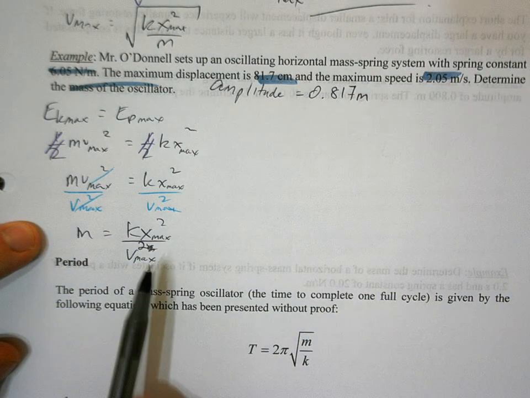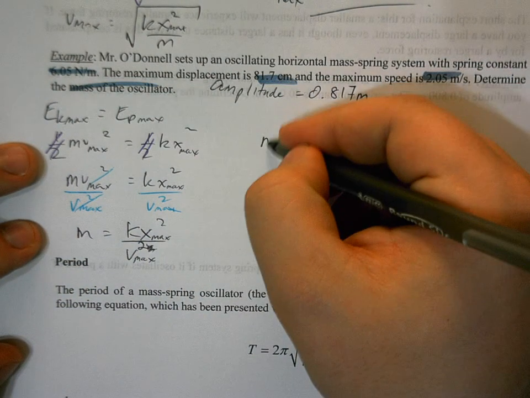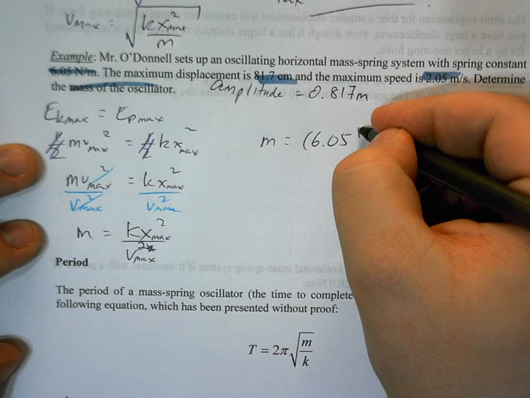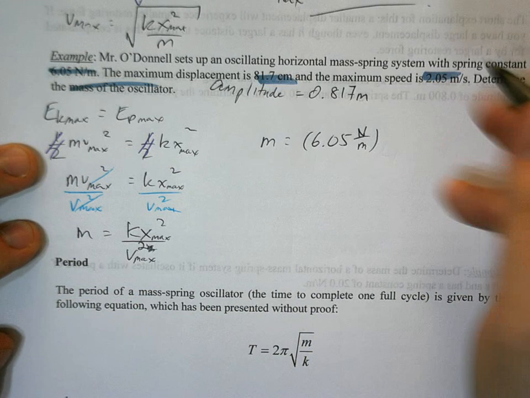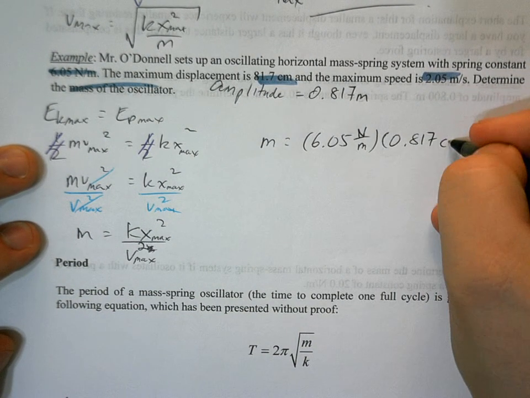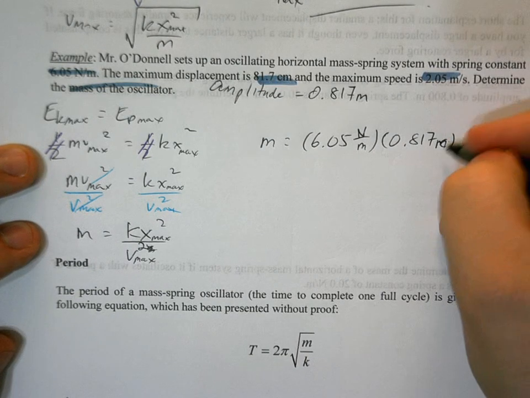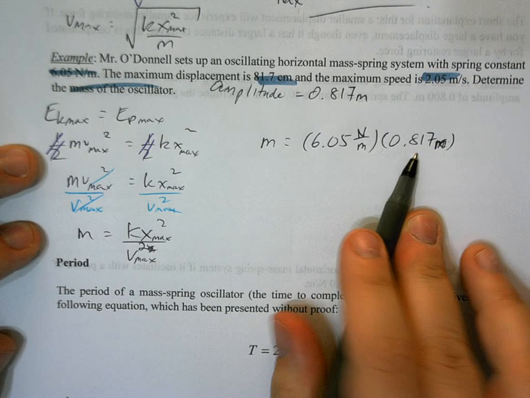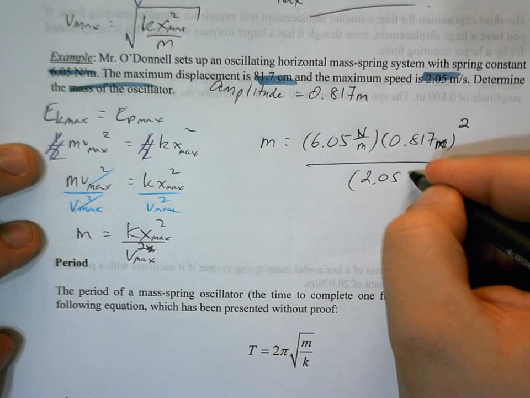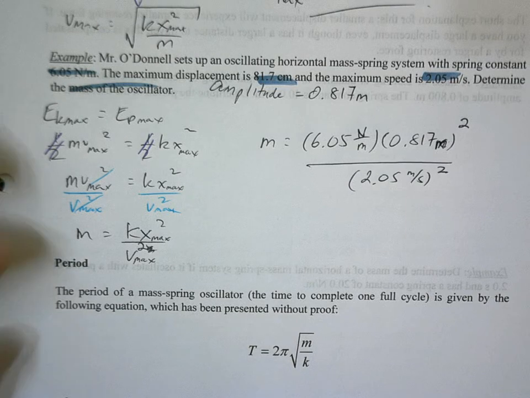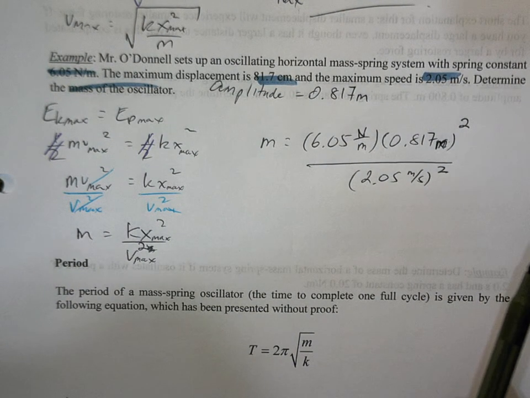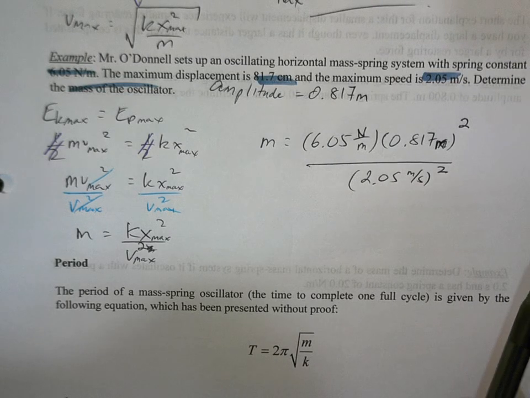Don't forget the squares. That is the big thing that is going to get people on this. So we have a spring constant of 6.05 newtons per meter. And then we have a maximum displacement of 81.7 centimeters, or 0.817 meters. Do not forget to convert that, and don't forget to square it. And then the maximum speed we're told is 2.05 meters per second. Also don't forget to square that. So lots of places to fall victim to the traps. Don't do it though. You're smarter than that. I trust in you. Alright, so we do that.